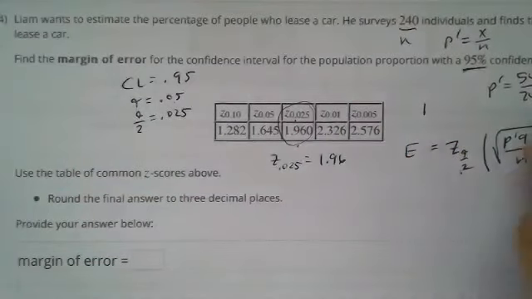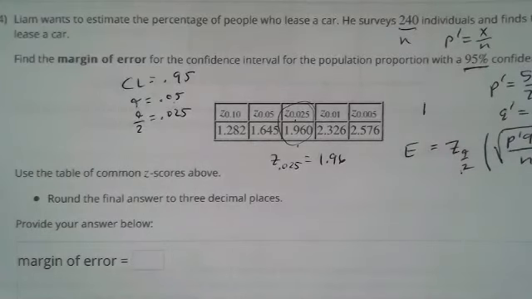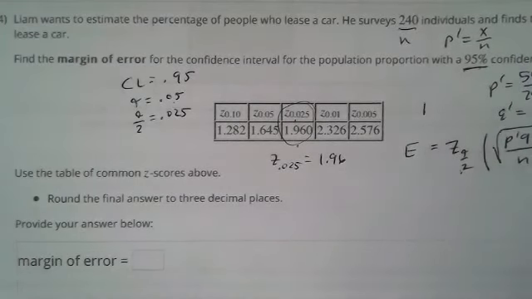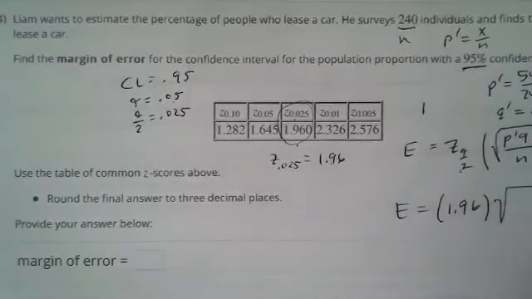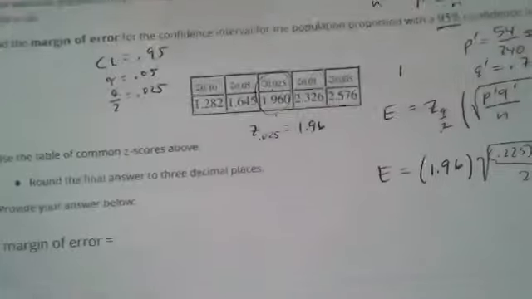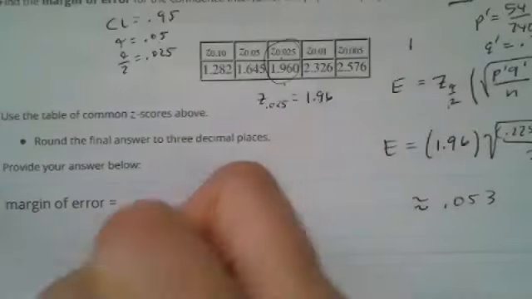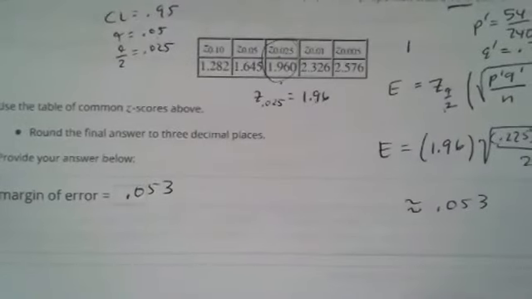So then it's just a matter of plugging in stuff. So if P prime is this, that implies that Q prime is 1 minus this, which is 0.775. Okay, so just plug in P prime, Q prime, and then Z. So 1.96 times the square root of 0.225 times 0.775, all over n, which is 240. So that becomes approximately 0.053. So your margin of error is 0.053. And that's it for number 24.